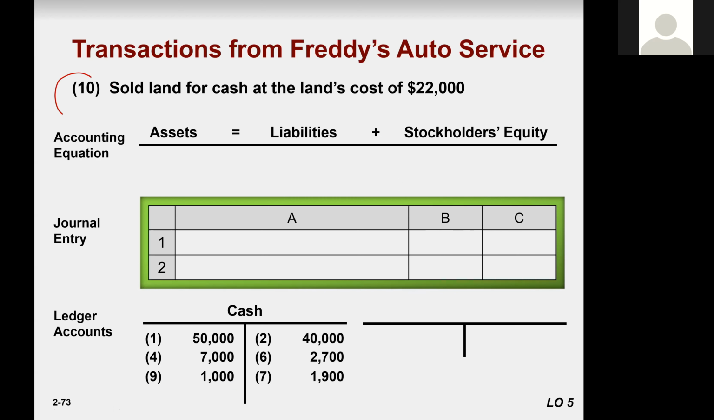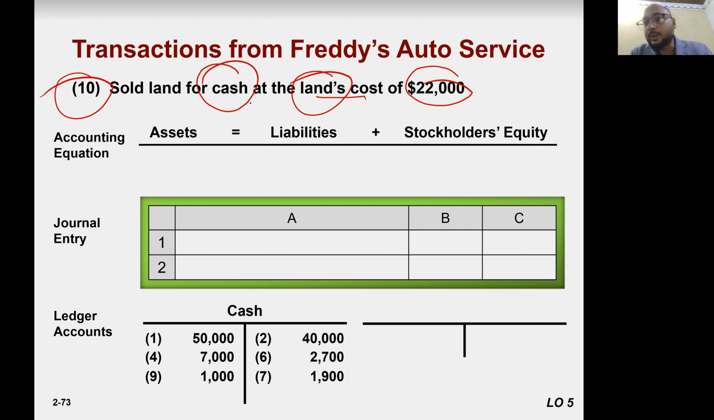Now, 10th one. Sold land for cash at land cost 22,000. Which two accounts are going to hit? Cash and land, sir. Well done. So cash increase or cash decrease? Increase. Land increase or decrease? Decrease. So what is the entry? Cash to land.